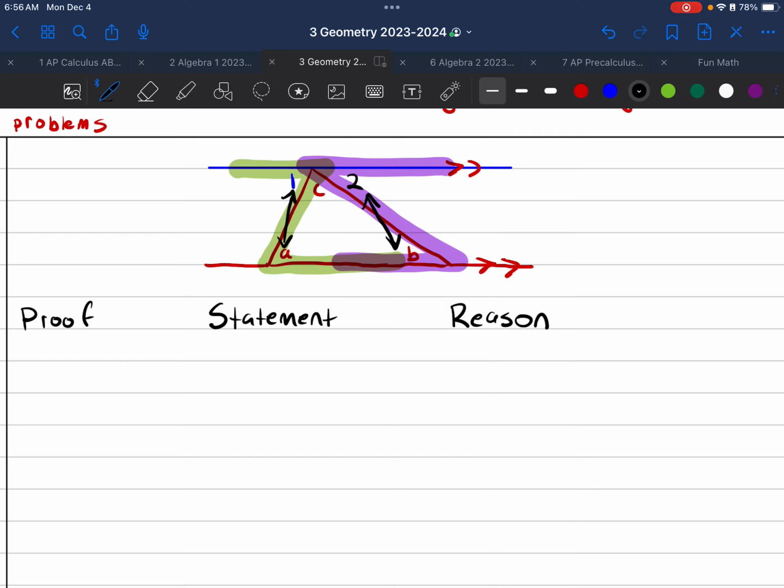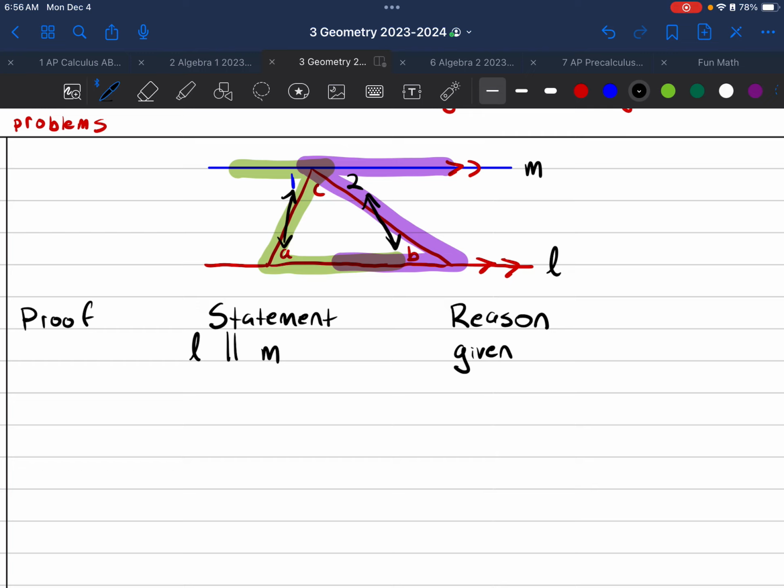So I will say that we'll label this line L and line M. So we'll say that line L is parallel, here's the symbol for parallel, to line M. Why do we know that? Because I said so. Because we assumed it. So we're just going to say that was given information to us.